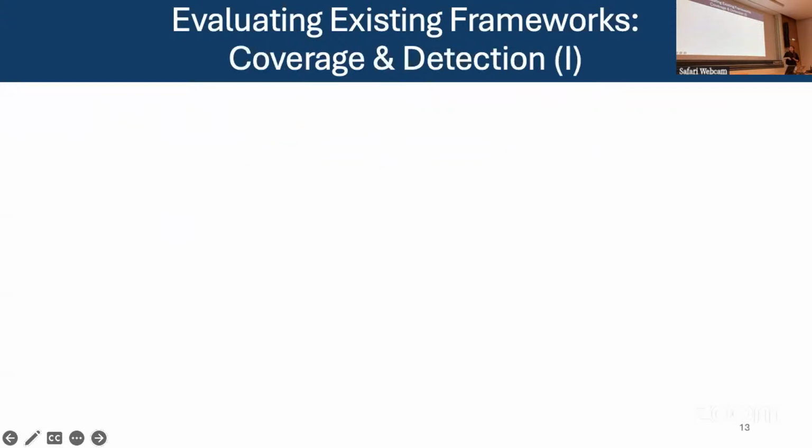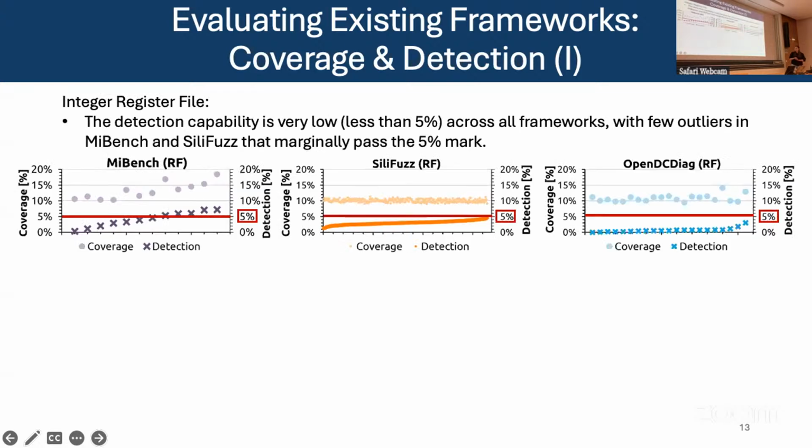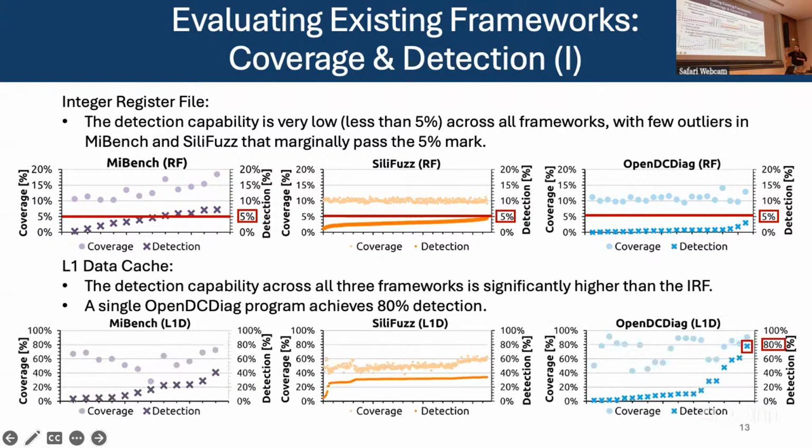So now, actually going to the baseline coverage and detection. First, for the integer register file, we can see that the detection capability for all the frameworks is pretty low, below 5%. For the L1 data cache, we can see that detection capability is significantly higher than for the integer register file. There is one outlier, an OpenDCDiag program that achieves 80% detection. But what's important to notice here is that ACE serves as the upper bound for the detection capability.